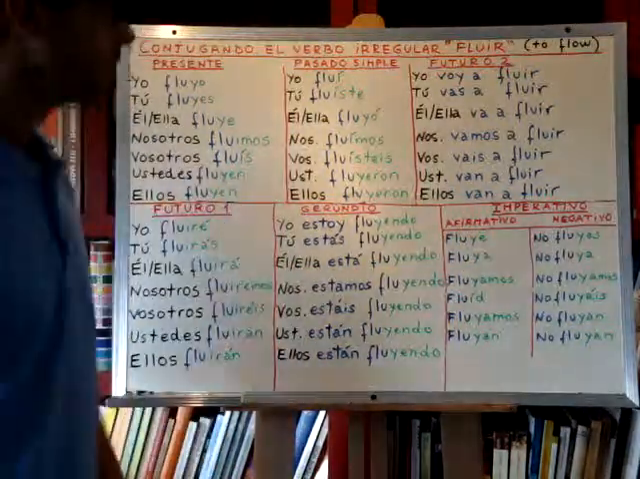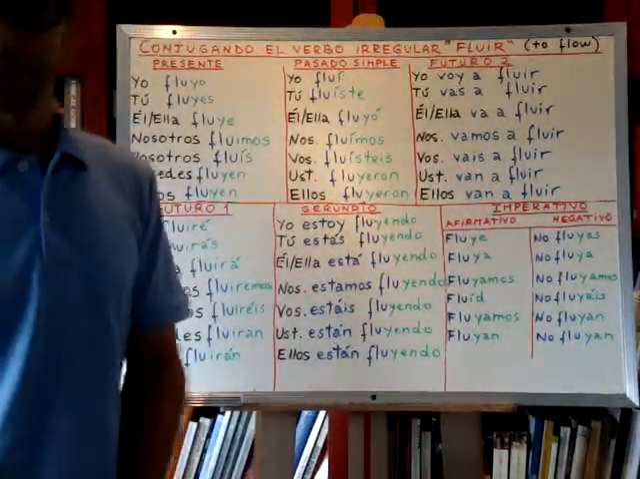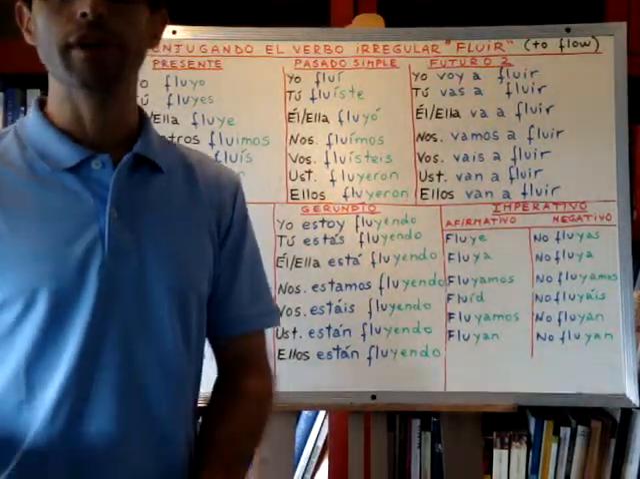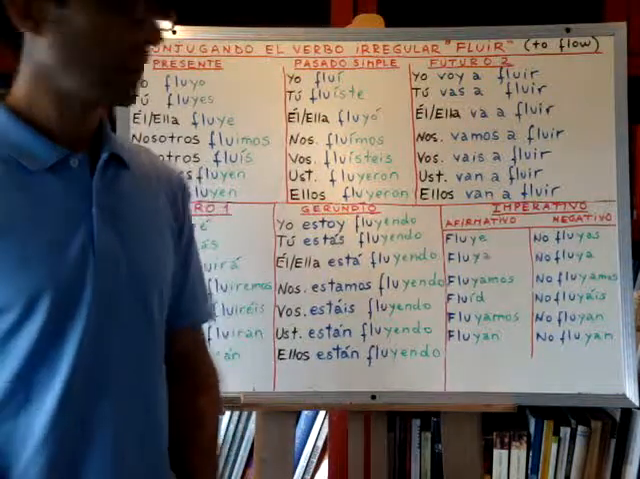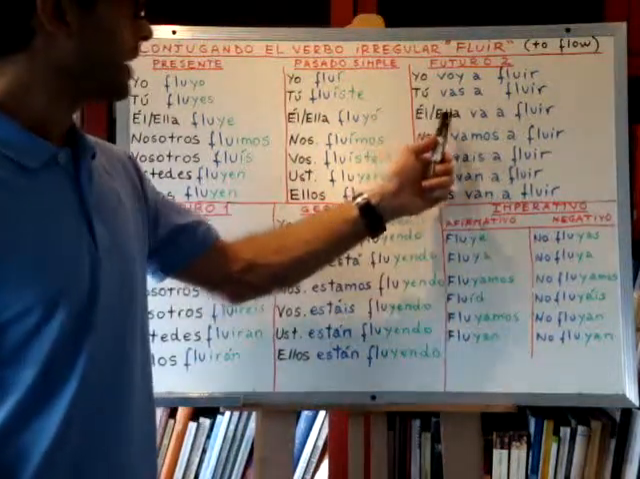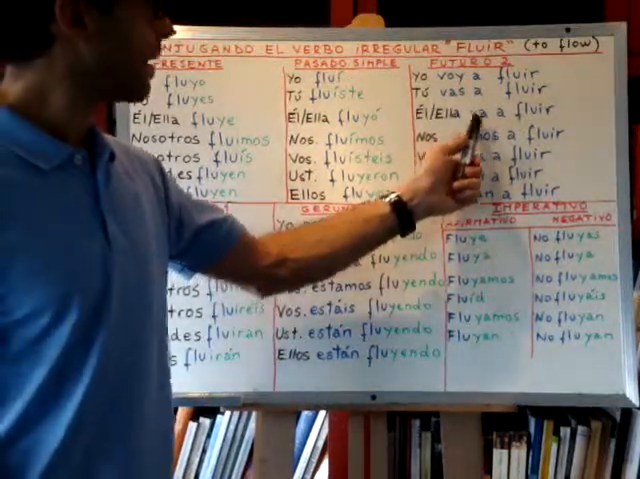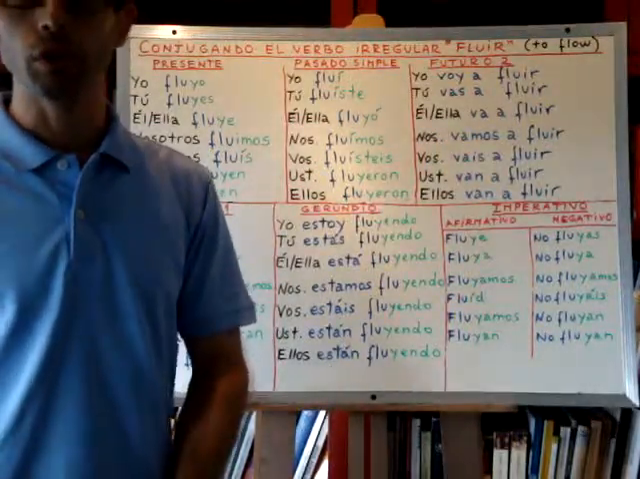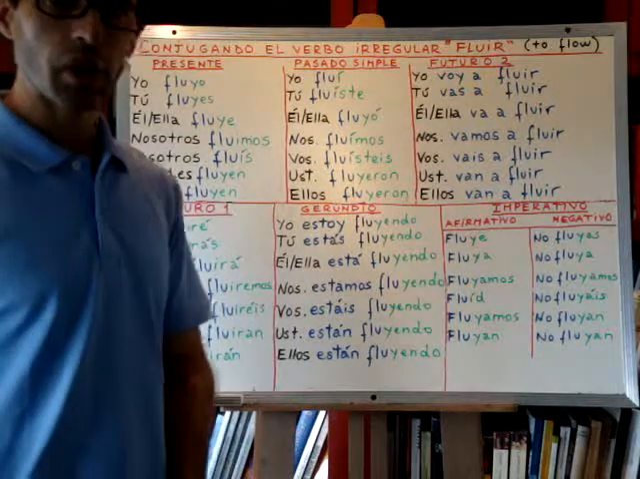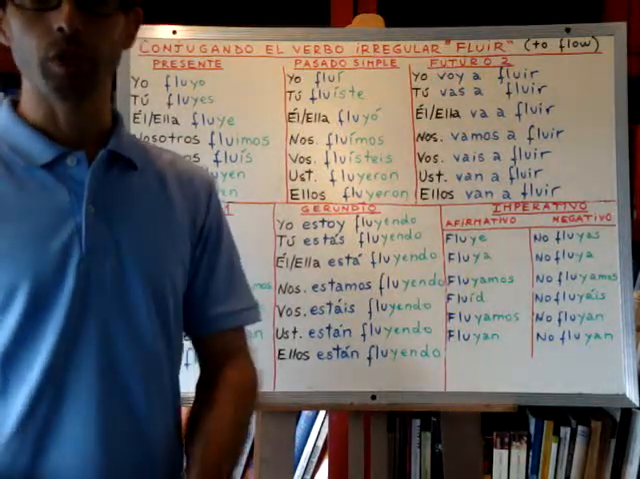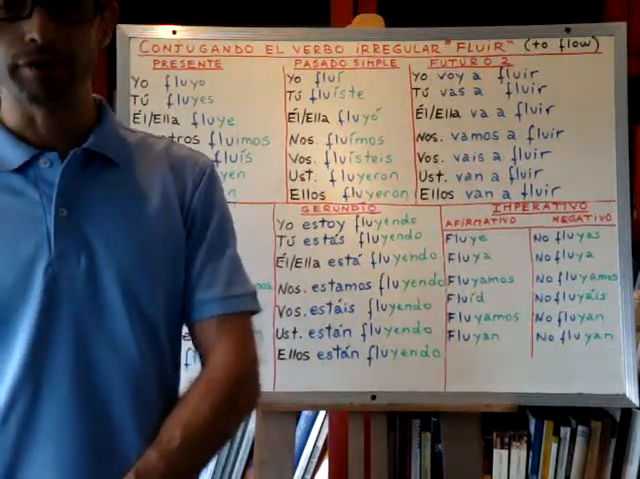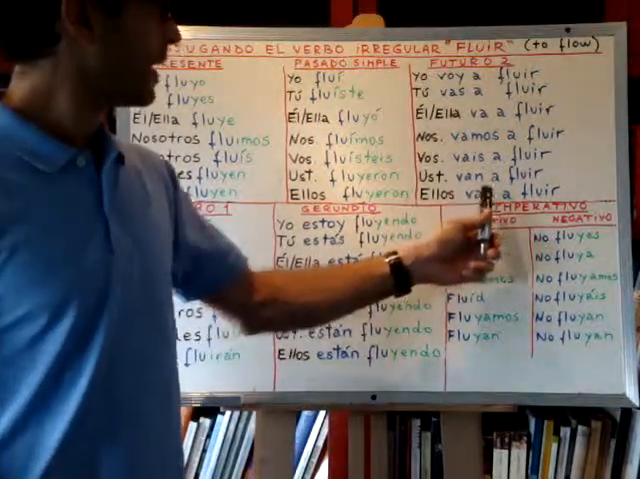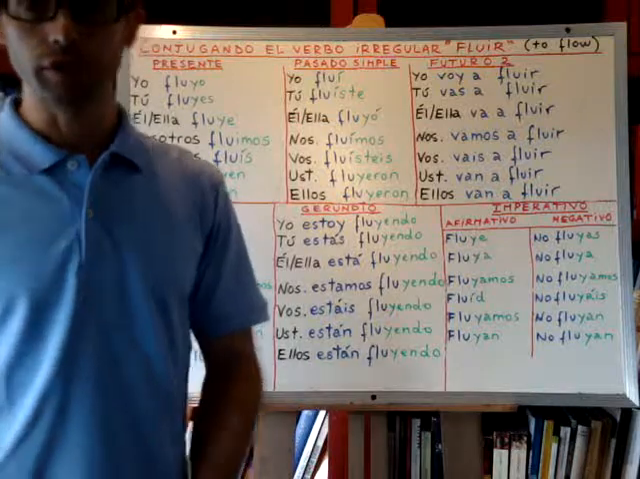For example, the river will flow every day. We will say, el río, for the river, va a fluir todos los días. Every day, todos los días. Or the rivers will flow, are going to flow every day. Los ríos van a fluir todos los días.